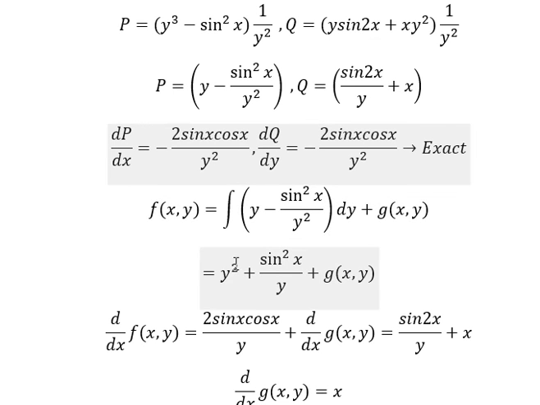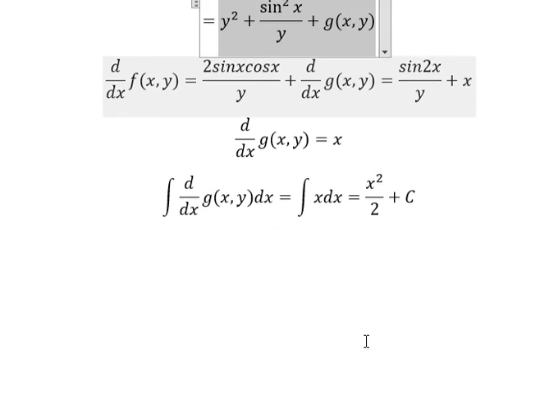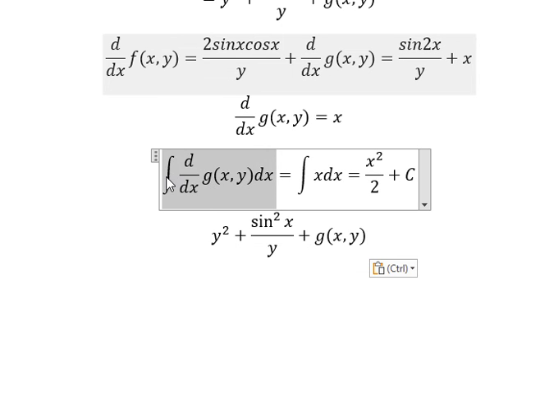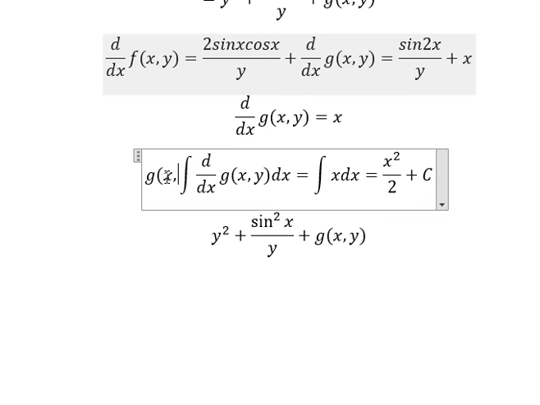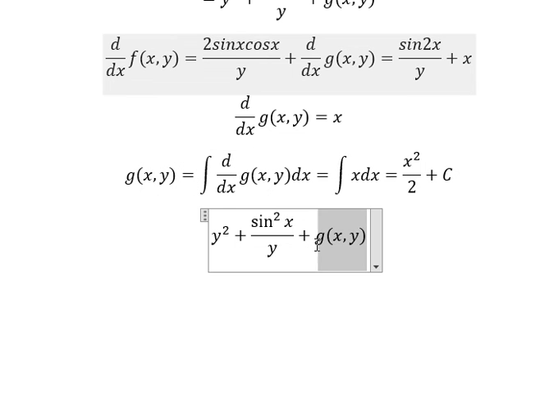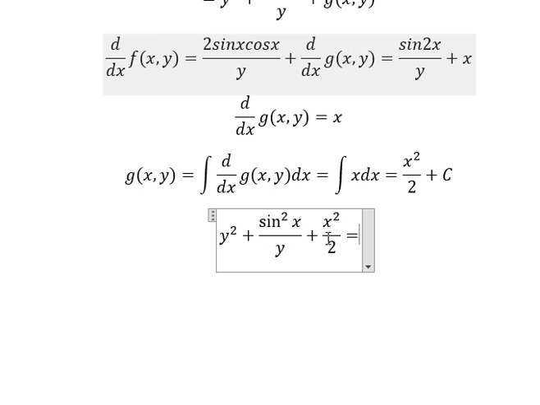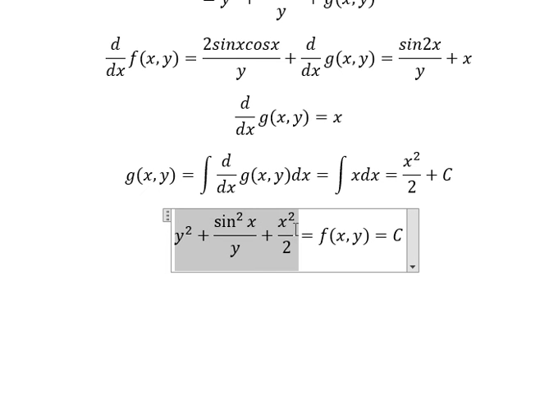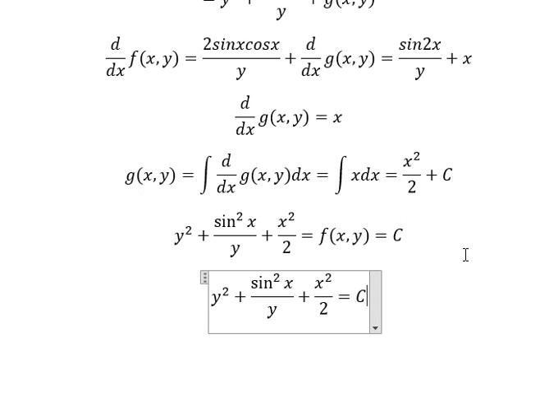Now we go back in here. The integration of this one, we have 3xy. 3xy equal to x squared over 2. And we know that this one equals to f of x and y. f of x and y equals to c. And now we have the final answer.